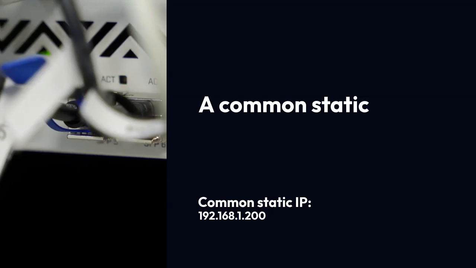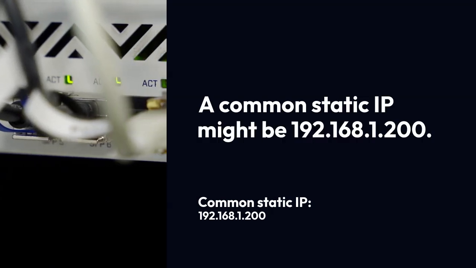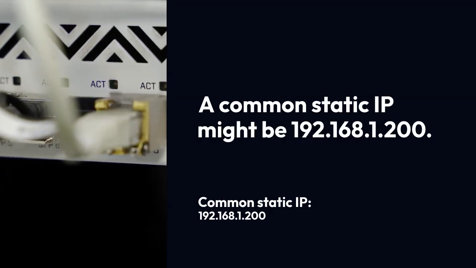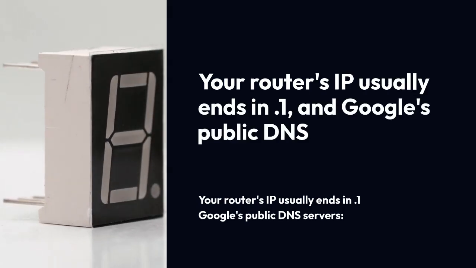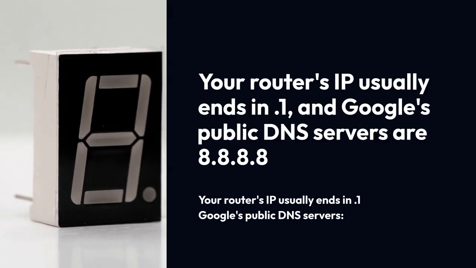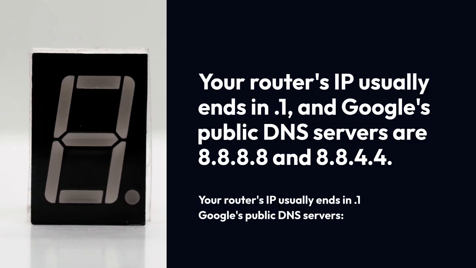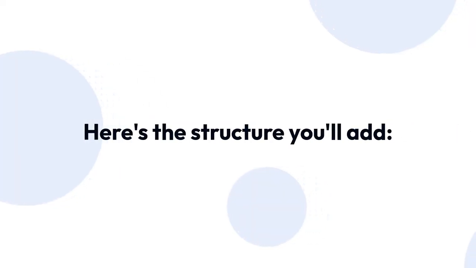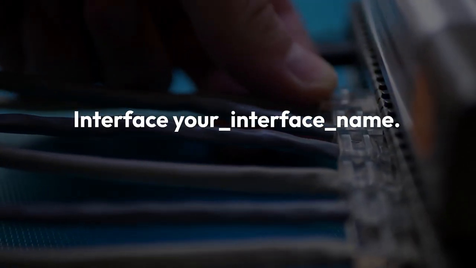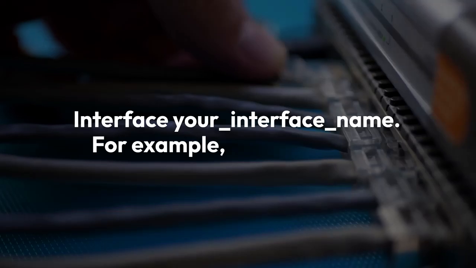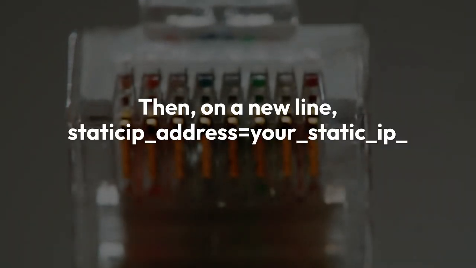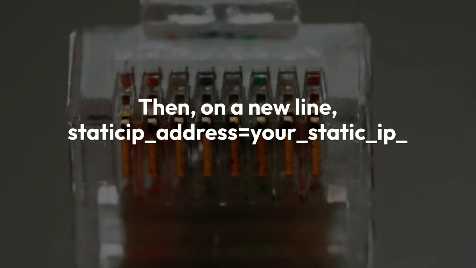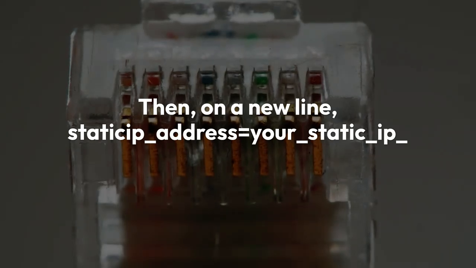A common static IP might be 192.168.1.200. Your router's IP usually ends in .1, and Google's public DNS servers are 8.8.8.8 and 8.8.4.4. Here's the structure you'll add. interface your_interface_name, for example, interface eth0. Then, on a new line, static ip_address equals your static IP address/subnet mask bits.